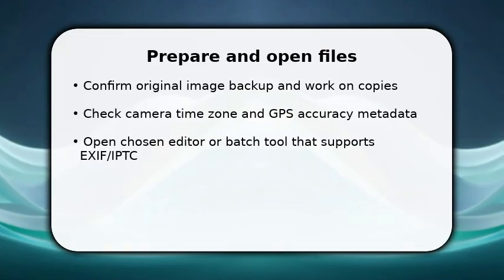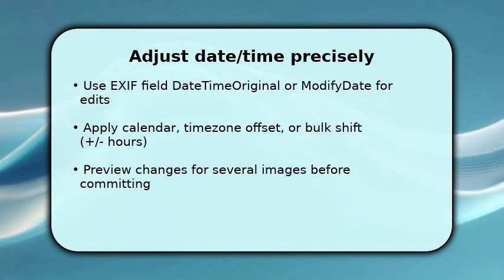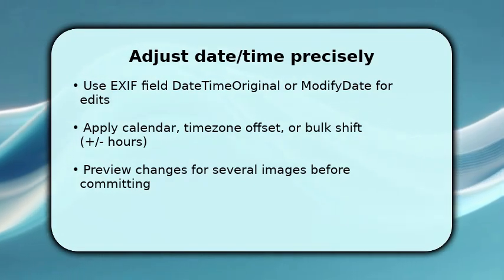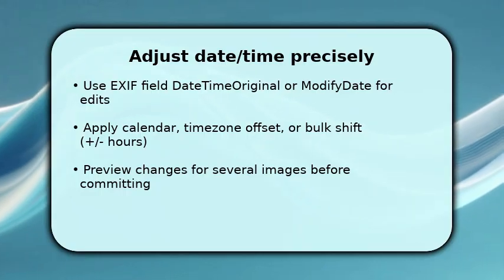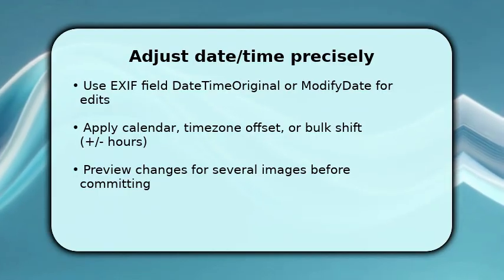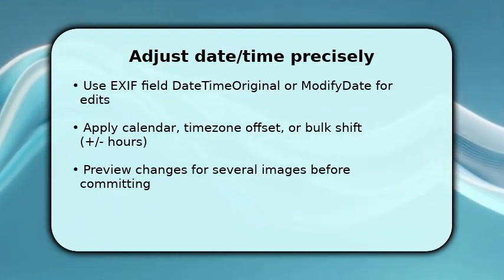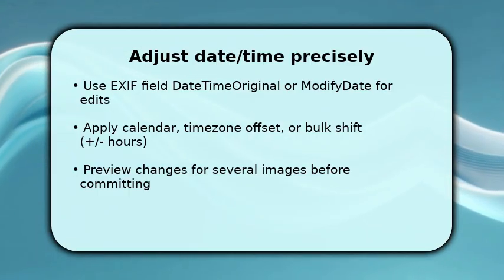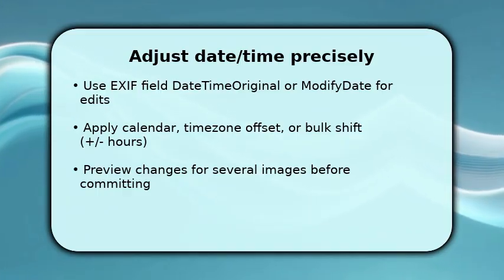You'll now change the timestamp correctly by editing date time original. That's the field most apps and map tools read. If the camera used a wrong time zone, enter the proper UTC offset or apply a bulk shift of +/- hours to match local time. For batch work, test on 3-5 images.